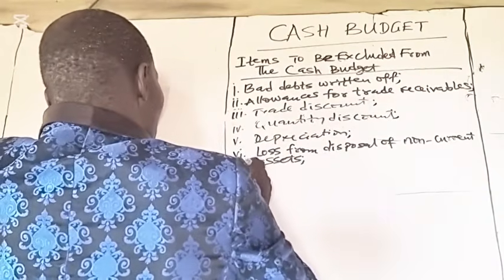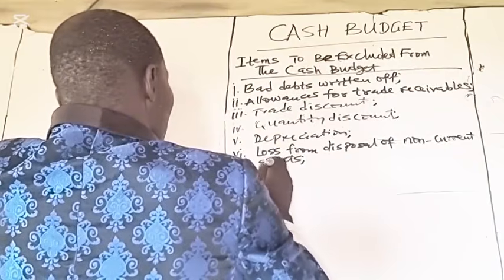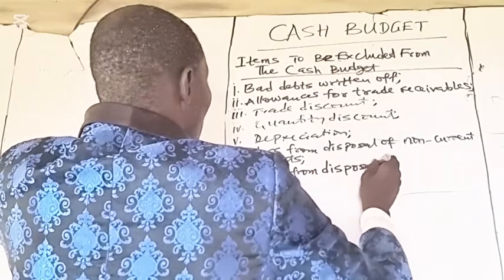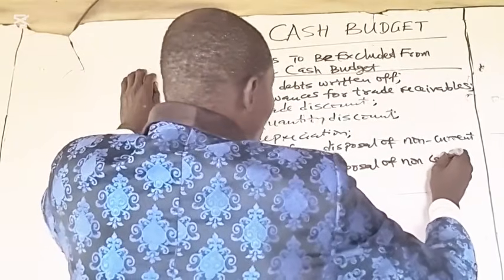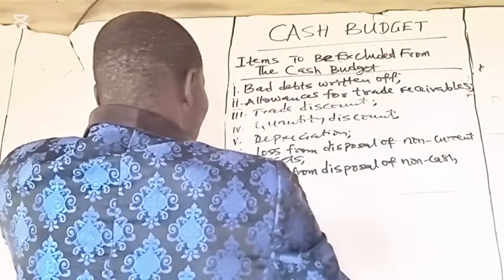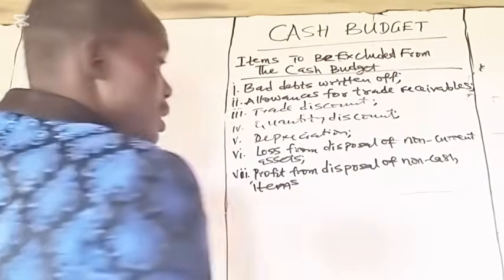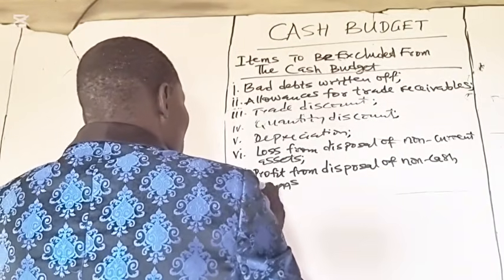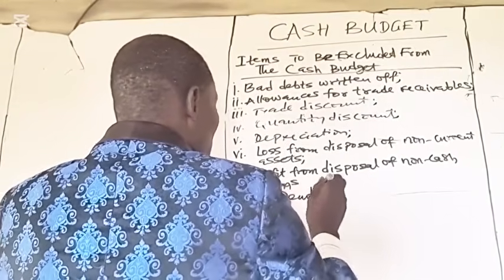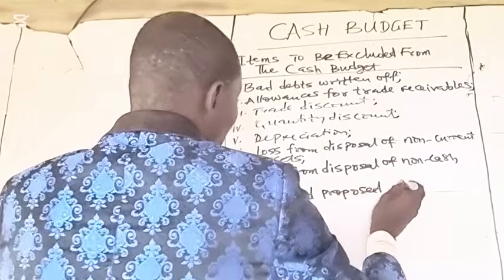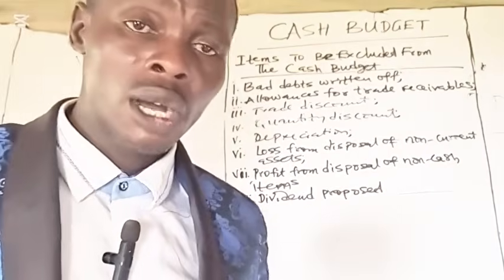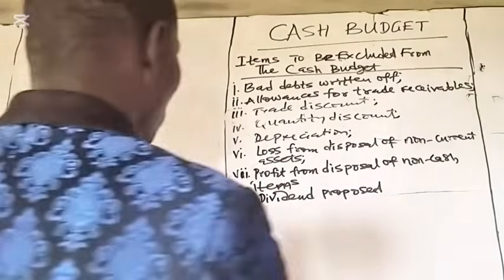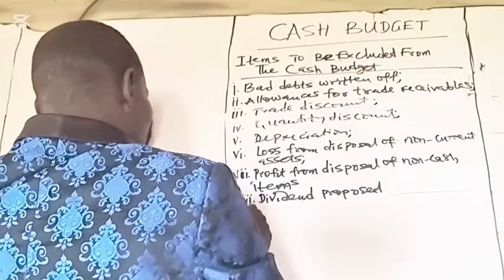Then profit from disposal of non-current assets. All these items will not be recorded in the cash budget. Dividend proposed is different from dividend paid. Proposed dividend may not result in an outflow of cash, but dividend paid will result in an outflow of cash. So dividend proposed will not be recorded in the cash budget.